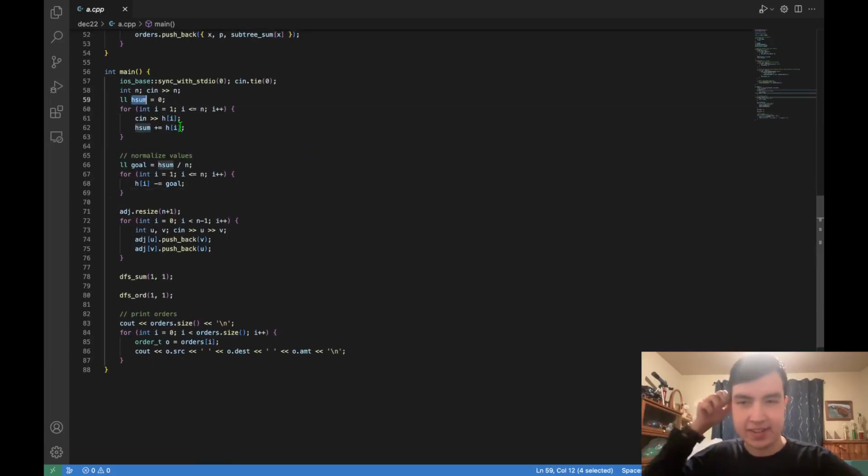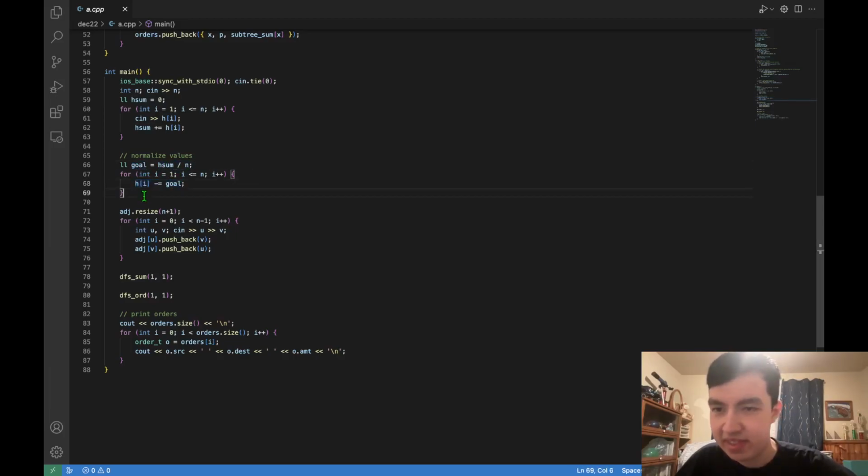Long is just 64-bit integers, and this is important because this sum can be very large. Every node can have 10 to the 9, and there are up to 10 to the 5 nodes, so that can potentially overflow if you just use normal integers. So beware of that. Once I read in all of the values of h, I normalize the values, and this is what I talked about. The goal value is equal to the sum divided by the number of nodes. So we just subtract that from every node.